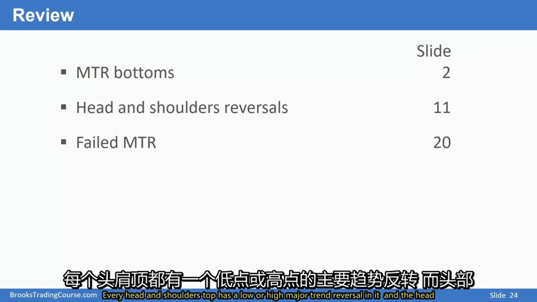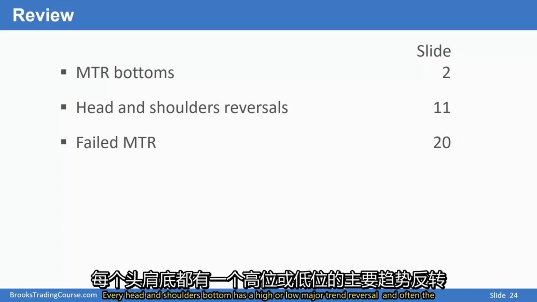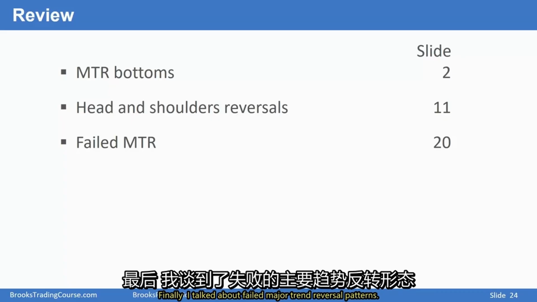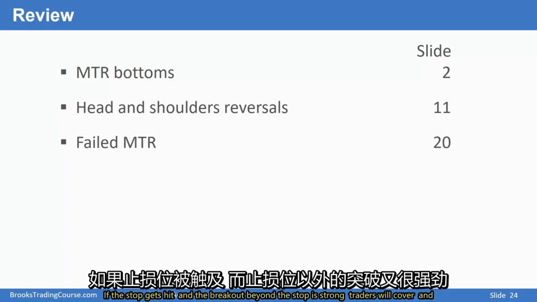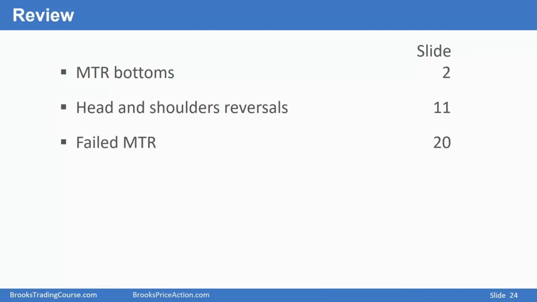Every head and shoulders top has a lower high major trend reversal in it, and the head often is a higher high major trend reversal. Every head and shoulders bottom has a higher low major trend reversal, and often the head is a lower low major trend reversal. Finally, I talked about failed major trend reversal patterns. If the stop gets hit and the breakout beyond the stop is strong, traders will cover and opposite traders will look for a couple legs in a resumption of the original trend. The reversal pattern is failing.